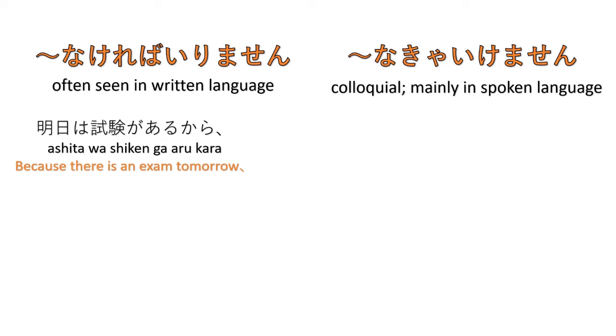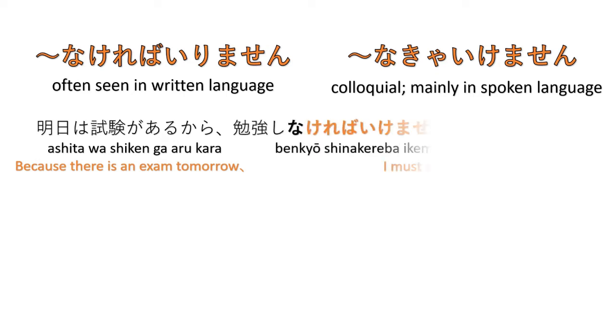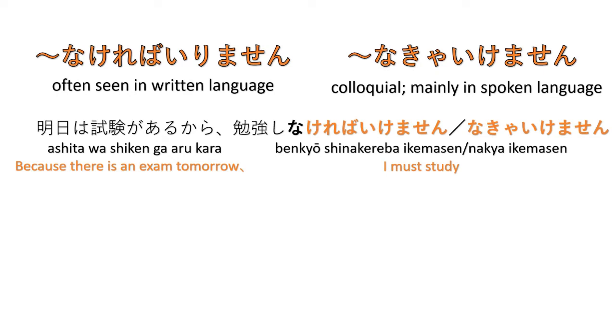For example, 明日は試験があるから, because there is an exam tomorrow. 勉強しなければいけません or 勉強しなきゃいけません. I must study because there is an exam tomorrow. 明日は試験があるから勉強しなければいけません or 勉強しなきゃいけません. Okay?